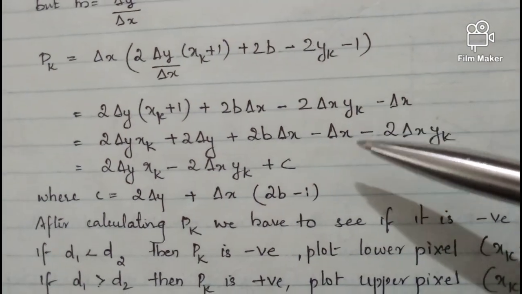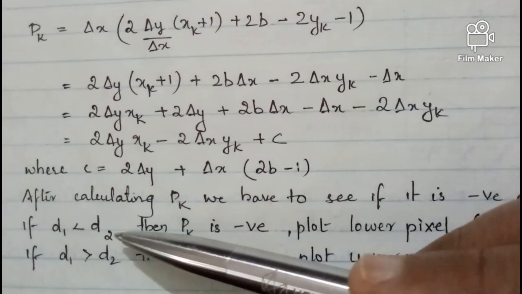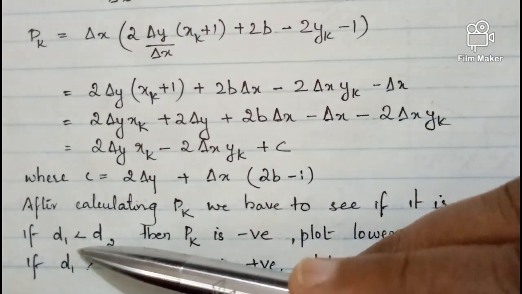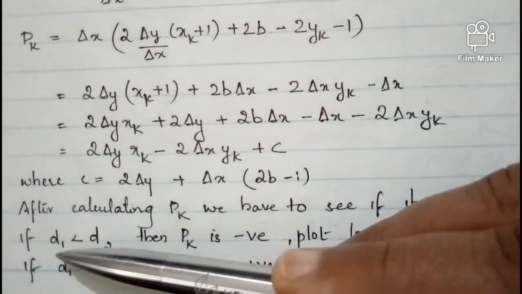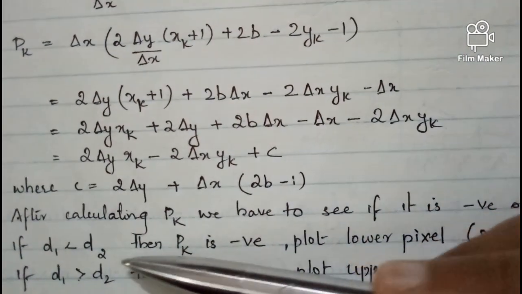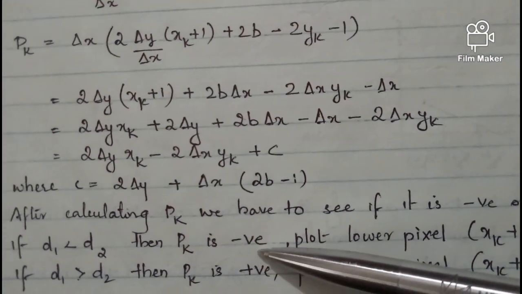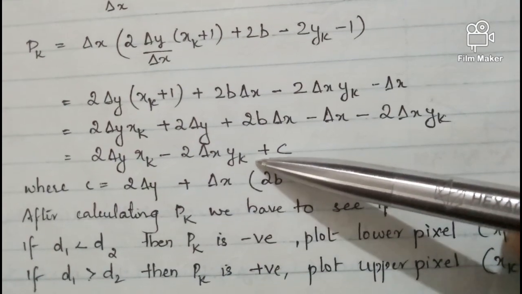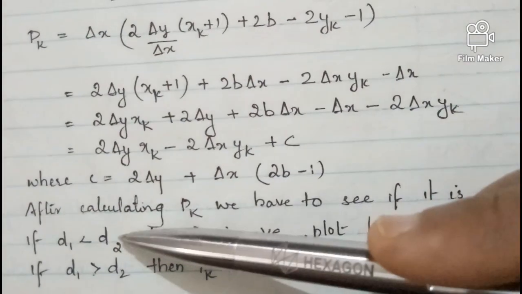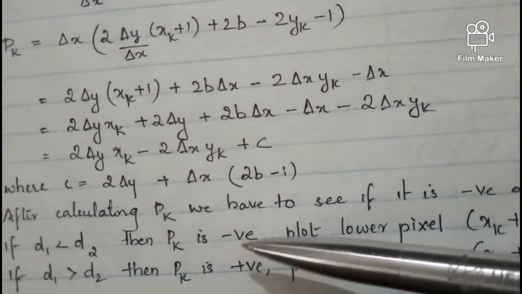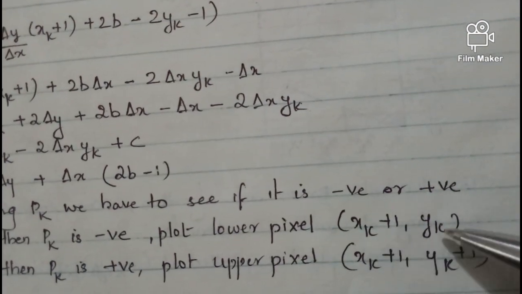Once the value of pk is computed, we can take the decision. But how? Look, you remember these two were the distances. If d1 is less than d2, then definitely the value of pk will be negative. That is, using this equation, the value of pk will be negative only if d1 is less than d2. And if pk is negative, you have to plot the lower pixel, that means xk plus 1 and yk.